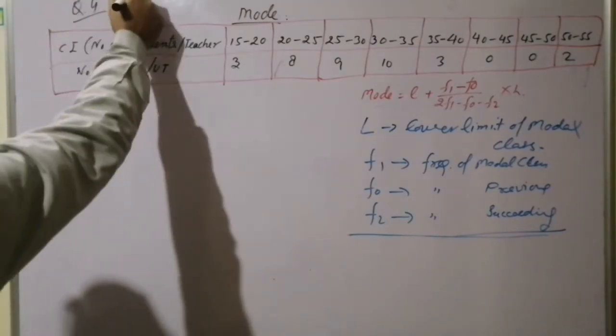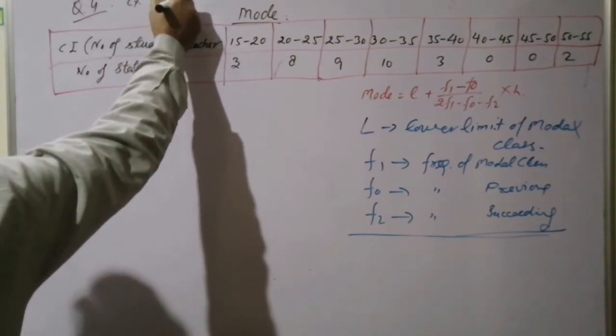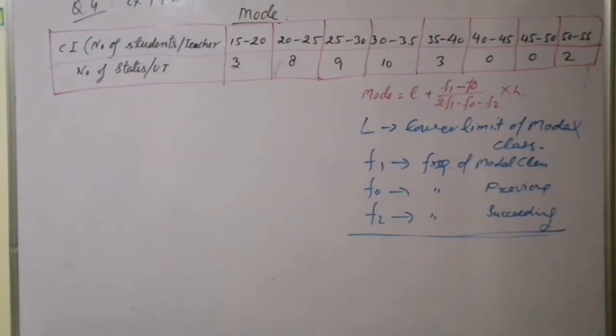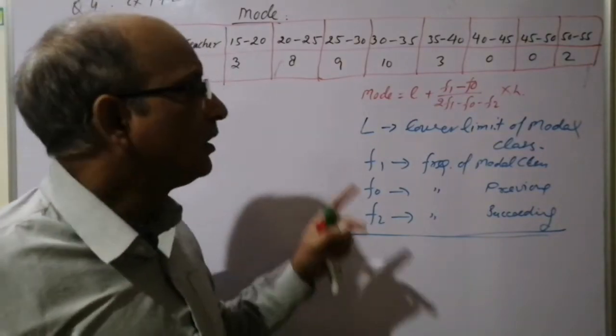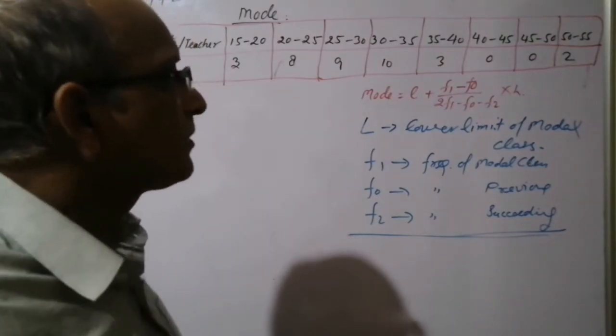Exercise 14.2. The following distribution gives the statewide teacher-students ratio in higher secondary schools of India. Find the mode and mean of the data. Interpret the two measures. So mean, I am not going to discuss here. I would like to focus on mode only. But how to compare them, I will tell you in some other video.